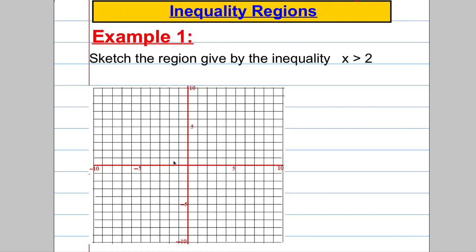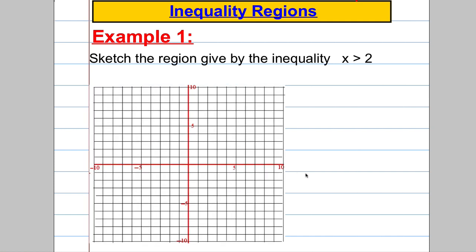Example 1. Now I'd expect you to be able to do these already, but let's just go through each one step by step. Sketch the region given by the inequality x is bigger than 2. So what we want to draw is the line x is equal to 2, and we want to draw this with a dotted line. Okay, so the line x is equal to 2 would be a line like there. Every point on that line has an x coordinate of 2. So for example, here is 2, 2, and here is something like 2, 8. So this is the line x is equal to 2, right?